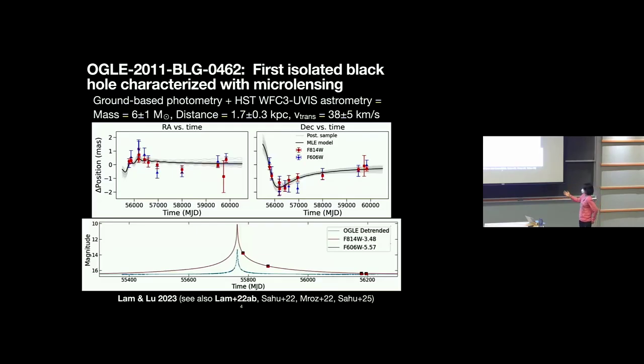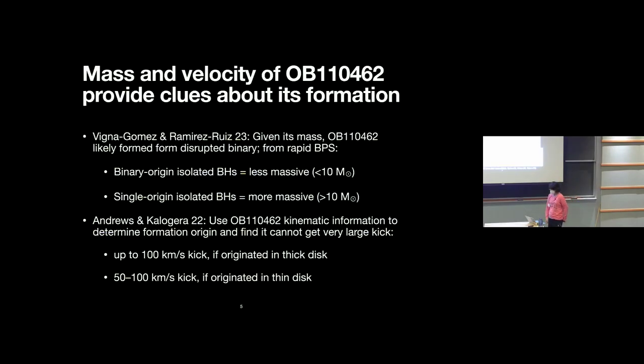When you jointly model these 2 data sets together, you can derive the mass of the lens, its distance, as well as its proper motion. If you have the proper motion and the distance, you can convert that into a physical transverse velocity. We find that it's a 6 solar mass object, less than 2 kiloparsecs away from Earth, with a transverse velocity of about 40 kilometers per second. I'll also note that other people have analyzed this object, and we're all basically in agreement on these parameters, so I would consider this a solid detection. Okay, what can we do with this information of the mass and velocity of one object?